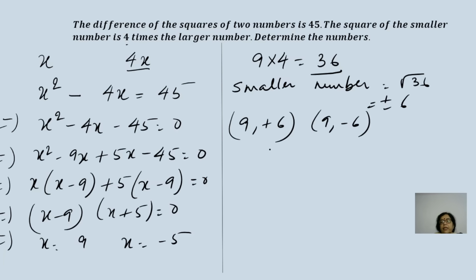But if we take negative 5, in that case the square of the smaller number becomes 9 into 5, sorry, 4 into 5, that is equal to negative 20. So this negative 20 cannot be taken as a square of any number, hence it has to be rejected. So this negative 5 is rejected over here.